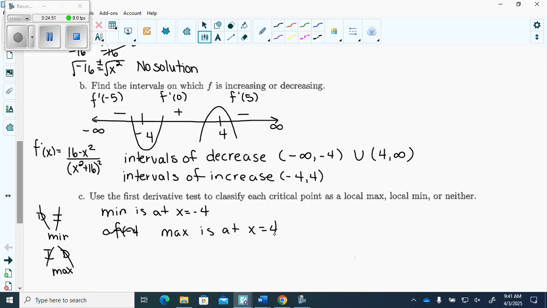The first derivative test literally is just decrease to increase gets you a min. Increase to decrease gets you a max. Yeah, if it was like explain why, then it'd be different, but it doesn't say explain.